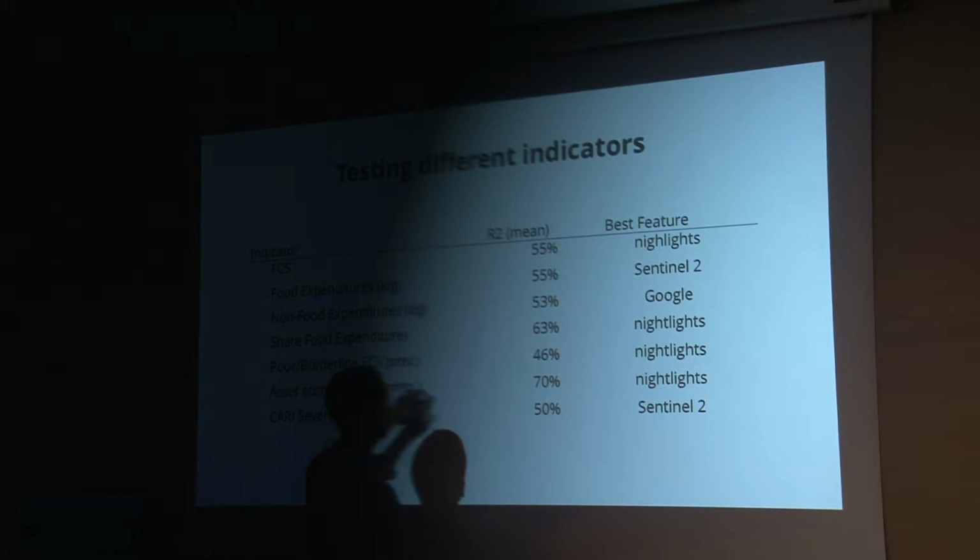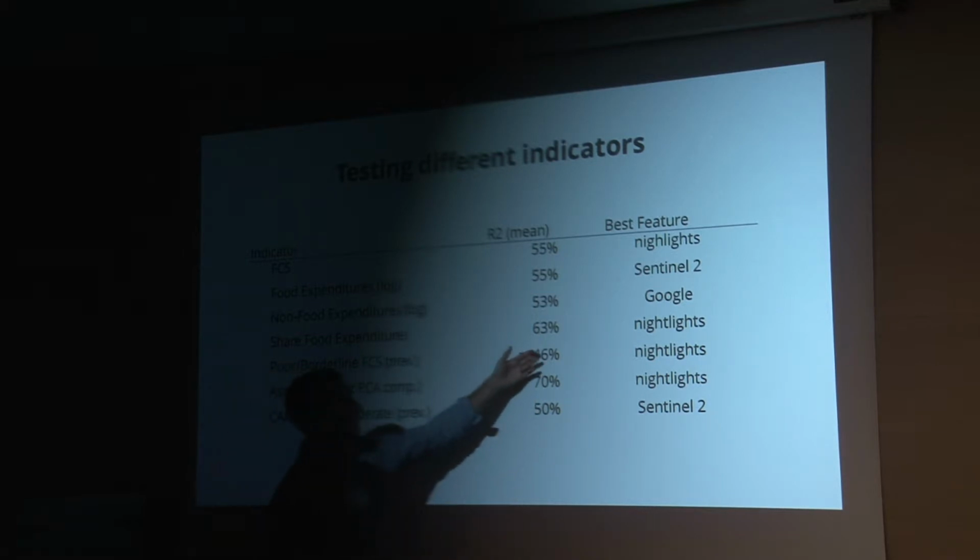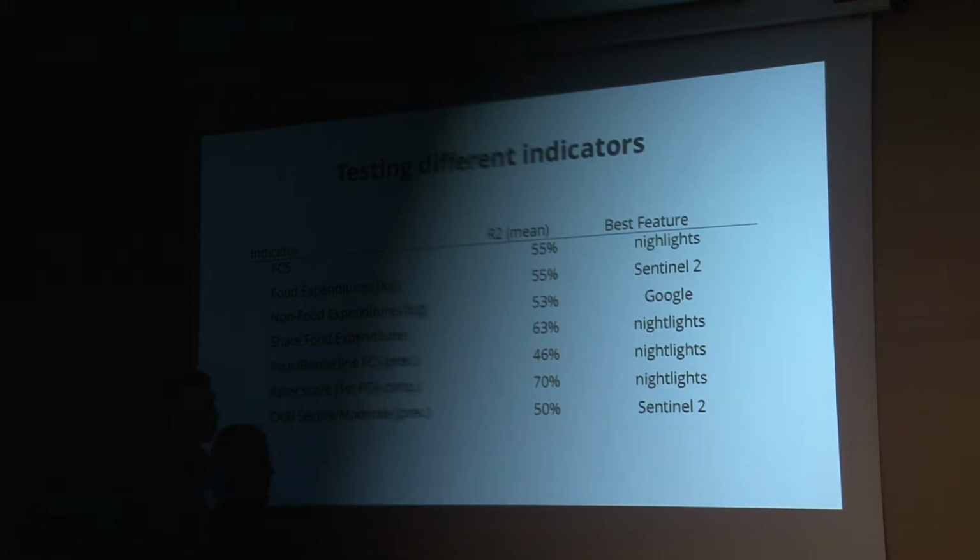But you can still see that for some indicators it works better than for others. For asset score, 70% is considered very good. And for other things, 46%, the one I was showing. So the quality of the prediction we make with these models varies a lot. It varies on the context. If we do it in one country, or in another country, we will not get the same quality of prediction. It also varies within a country by the indicator you're trying to map.